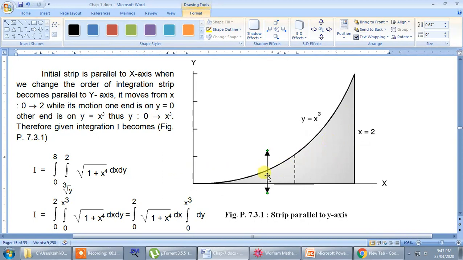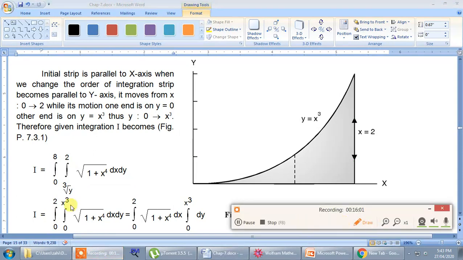While in motion, where is the lower end? So this strip is moving like this. This strip moves from left to right. So its extreme left position is here, and its extreme right position is here. This is x equal to 2, and this is x equal to 0. That's why my limit becomes x equal to 0 to 2. You can check it out. My limit is from x equal to 0 to 2.